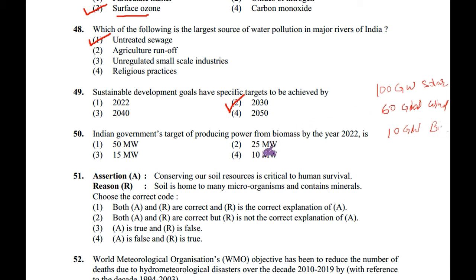Biomass. So here none of the options are correct. If this is gigawatt in place of megawatt, then it would be the correct option.